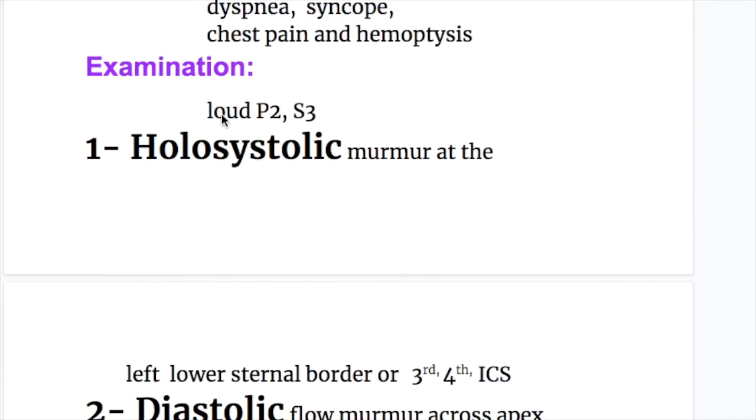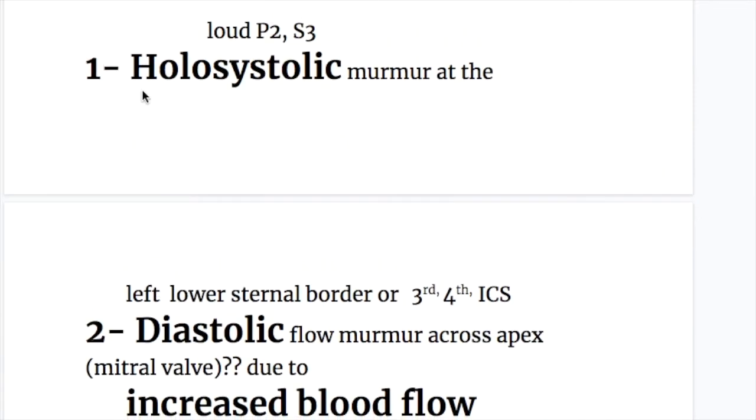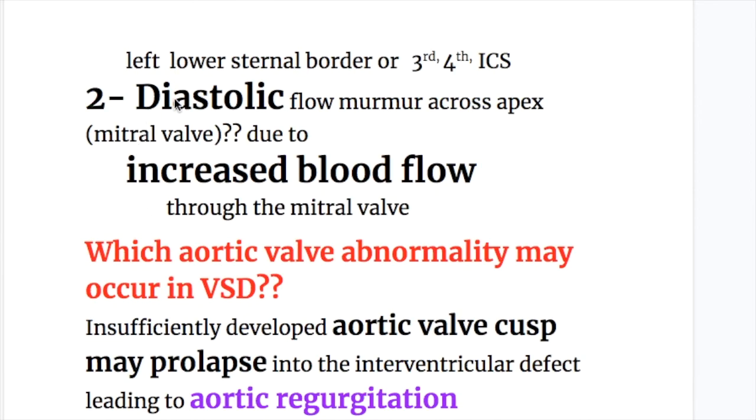Examination findings: there is a loud P2 and third heart sound because of the increased blood flow between the two ventricles. The murmur: there are two types of murmur in the ventricular septal defect. Number 1, holosystolic murmur at the left lower sternal border, or it may also be heard over the third and fourth intercostal spaces. And number 2, a diastolic flowing murmur across the apex. Due to what? Due to increased blood flow through the mitral valve.